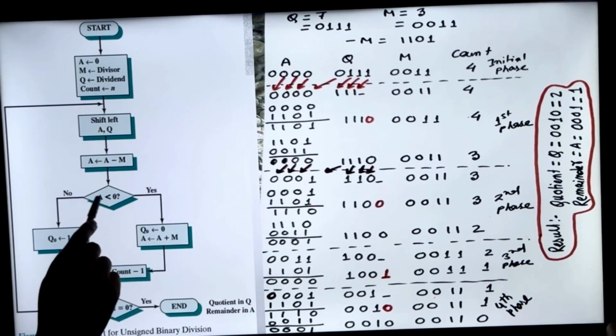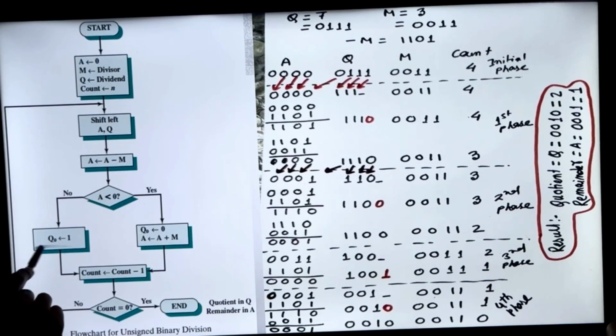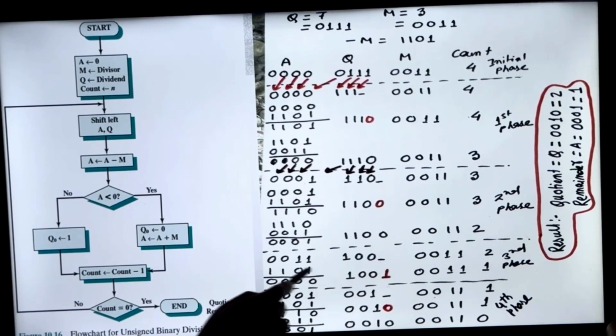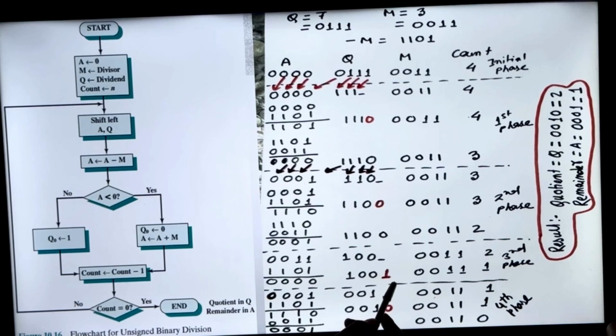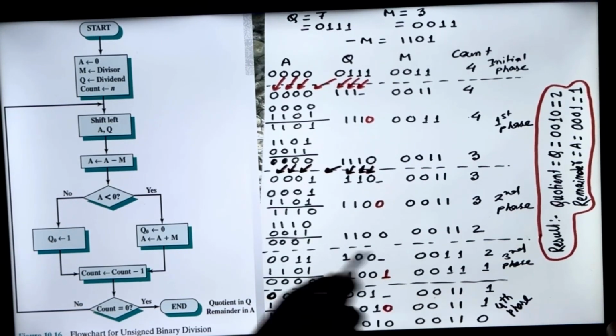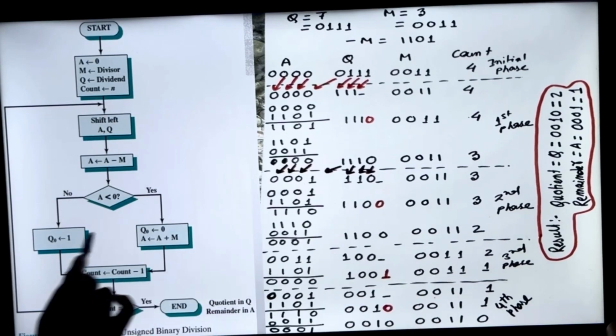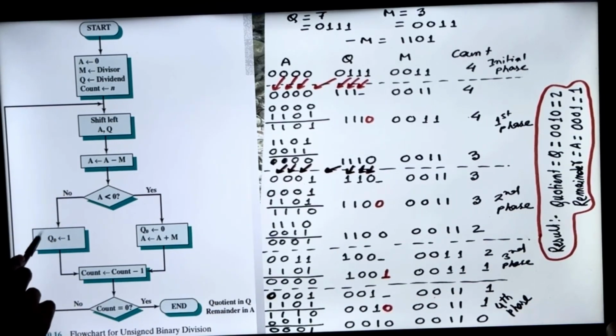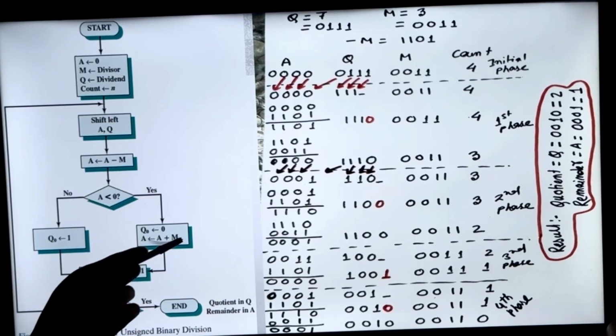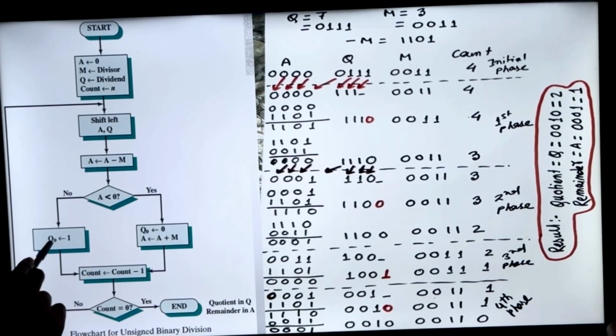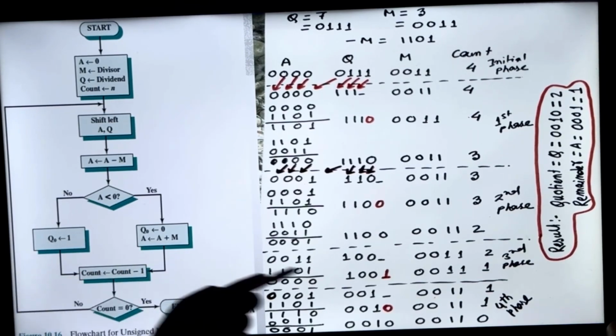Right? If it is 0, what will I do? I will put 1 in Q naught. Now this is 1. Why? This is not a negative number. So I have 1 here. Whatever M I had, I put as it is, and count equals count minus 1 is 1. Because if I am on the left hand side only, I have to put Q naught equals 1. I don't have any arithmetic like the right hand side. Here I have A equals A plus M, but here I don't have anything. So simply put 1 in Q naught and then count equals count minus 1.